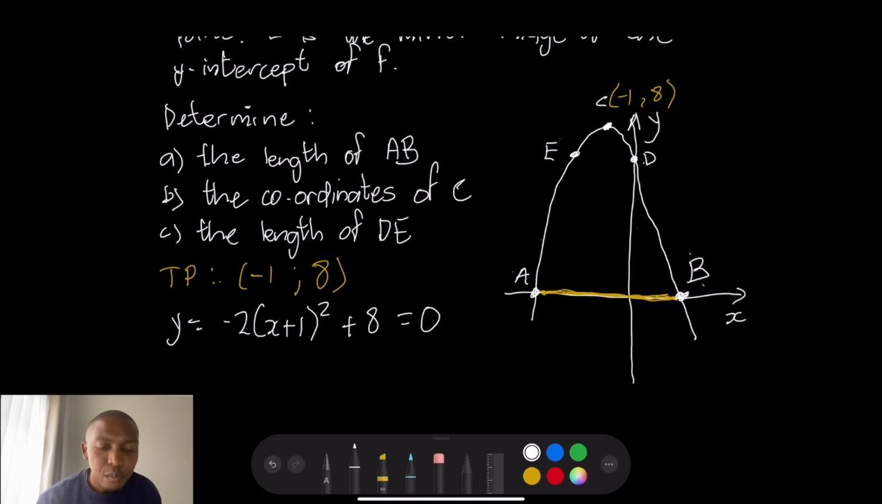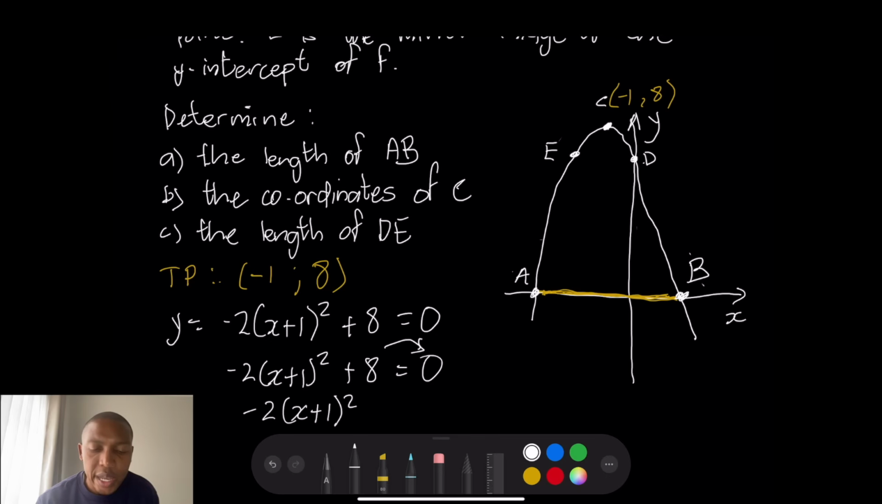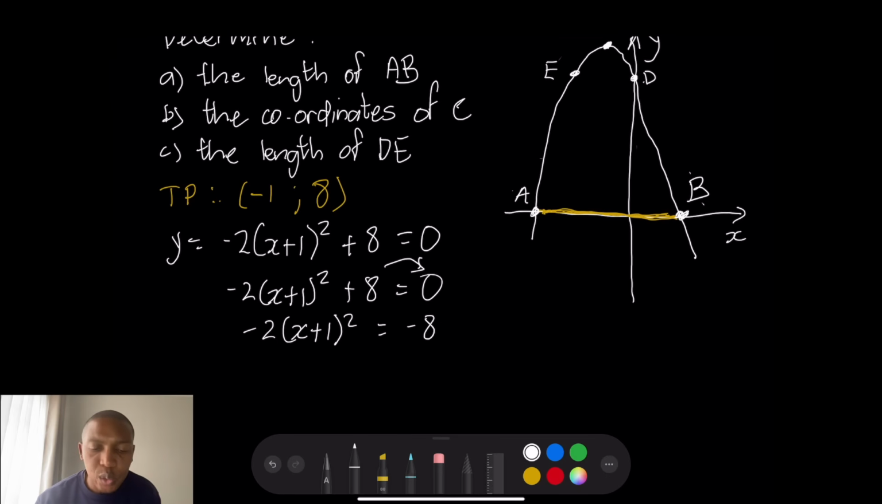So now we've got -2 into (x plus 1) squared plus 8 is equal to 0. So let's try and solve for that. I'm going to take 8 to the other side. Okay, so I've got -2 into (x plus 1) squared, which is equal to -8. And what we are simply going to do is divide both sides by -2. The reason I want to do that is so that this will cancel with that.